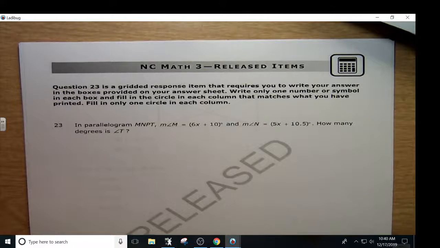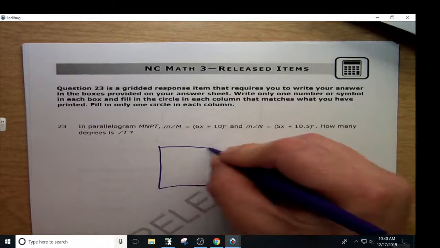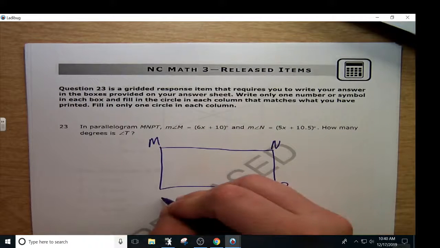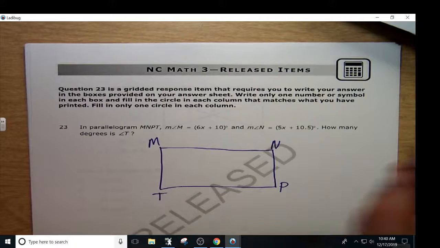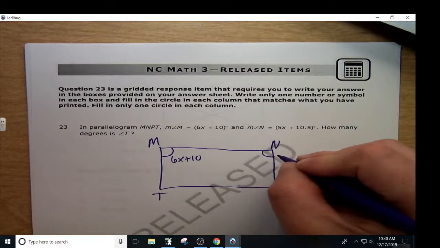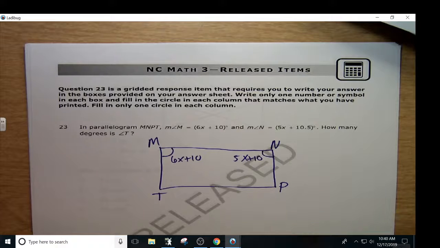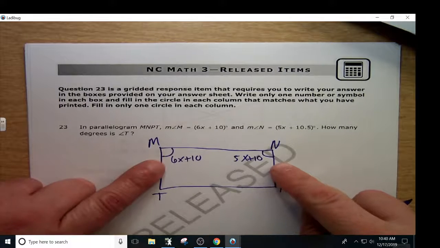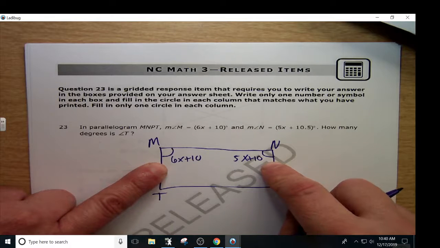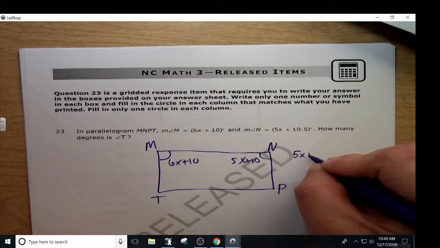In a parallelogram MNPT, the measure of M is 6x plus 10. The measure of N is 5x plus 10. How many degrees is angle T? Okay. Now, first of all, guys, does anybody remember if you have two consecutive angles in a parallelogram that equal 180? So you're going to add those together, 5x plus 10. It's good y'all remember that.